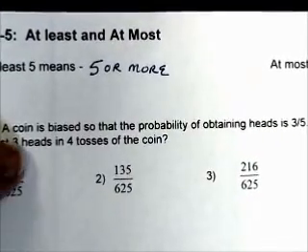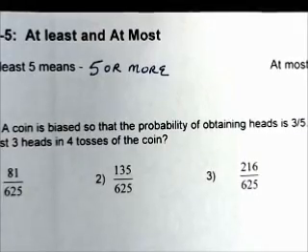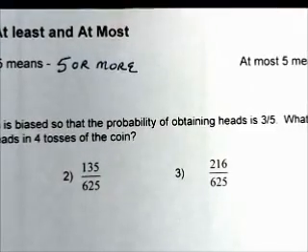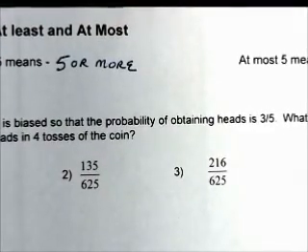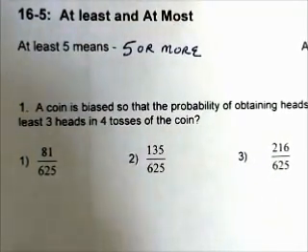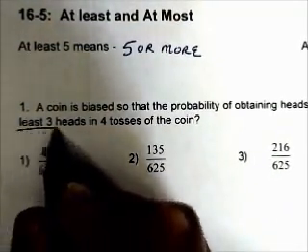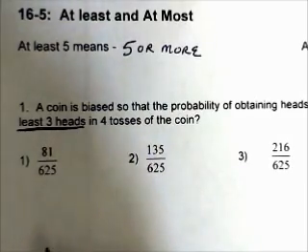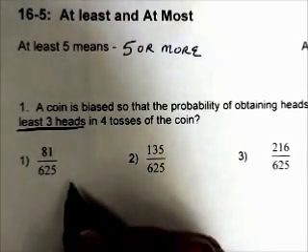A coin is biased. That means it's not fair. It's not equally likely. It's not a 50-50 chance of being heads or tails. A coin is biased so that the probability of obtaining heads is 3/5. What is the probability of obtaining at least 3 heads in 4 tosses of the coin? So at least 3 heads in 4 tosses.